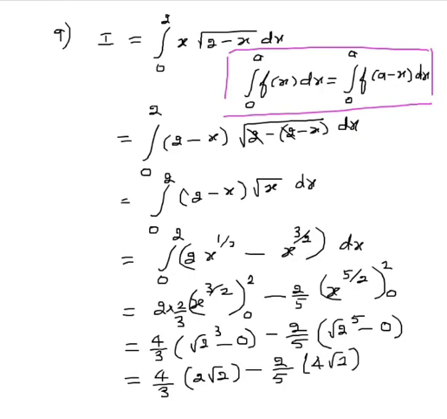Let's take LCM. LCM is 15. So 5 4s are 20, 20 times 2, 40 root 2, minus 8 3s are 24 root 2. Therefore, the answer is 16 root 2 divided by 15.